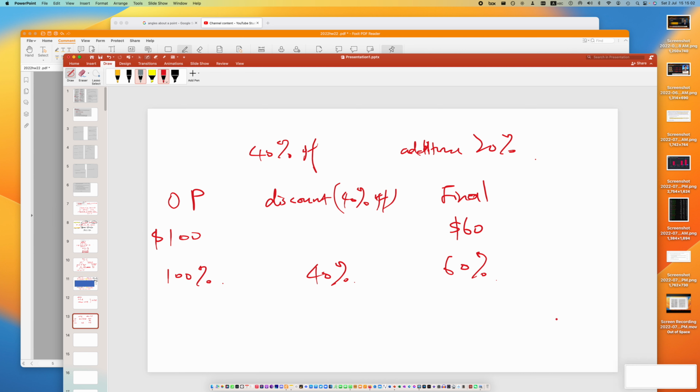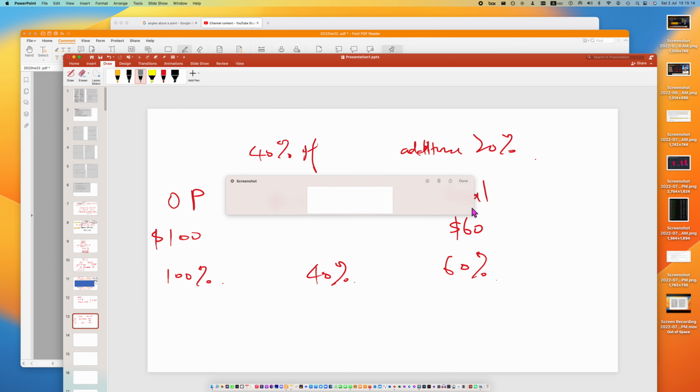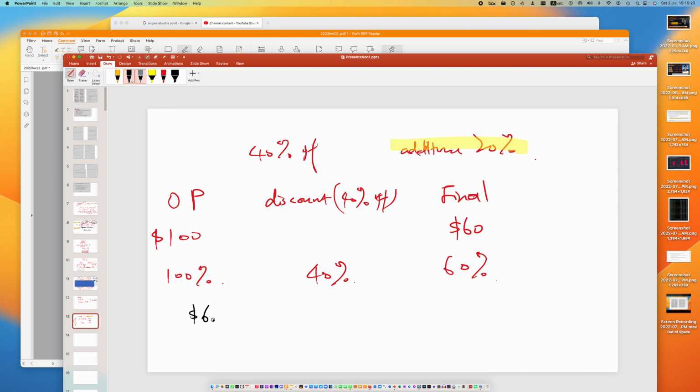Maybe I continue from here, so that is more congruent and coherent. So now to do the additional 20%, what you need to do is use $60 here. Okay? This is the new 100%. And then the additional 20% off is 20% off here.